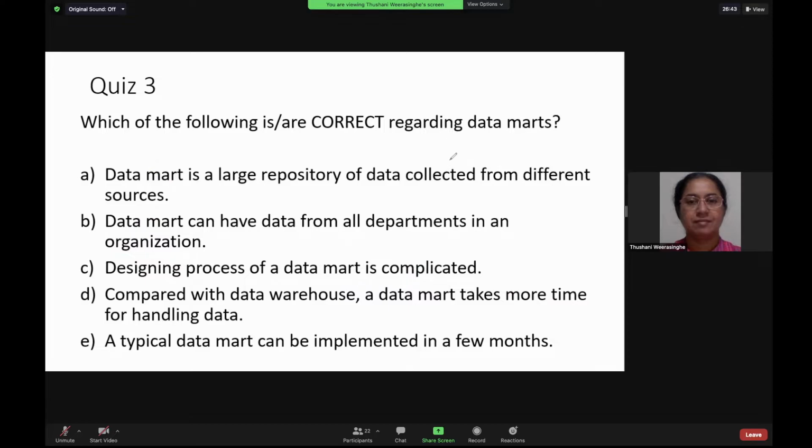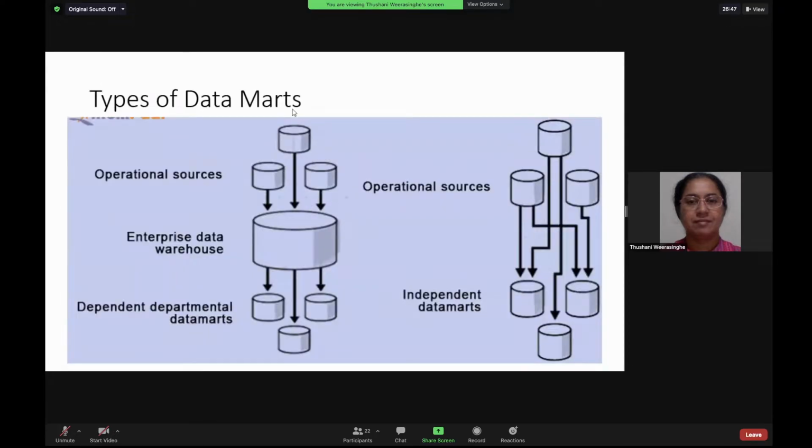Okay, so when you have the data mart connected to a department, like this one, you have to consider only that department of the organization, just the department. So this is for one department and this is for another department. This is for another department. But this one is having all sorts of data.